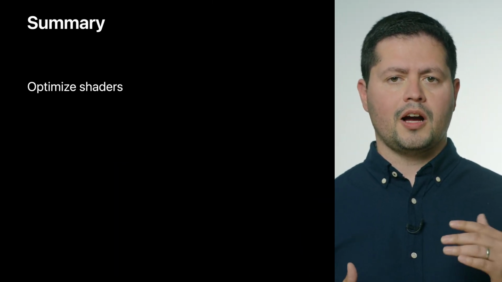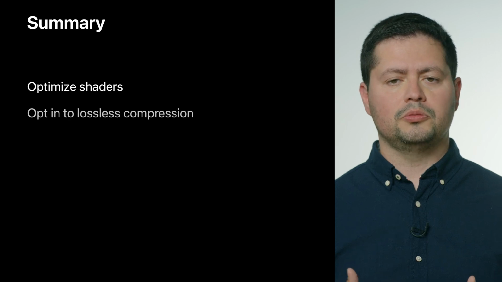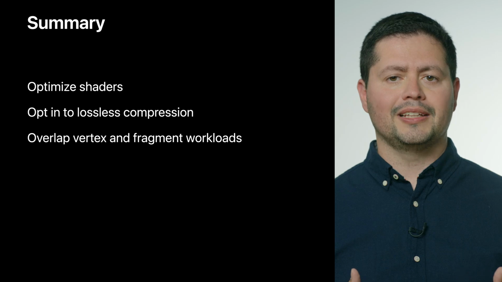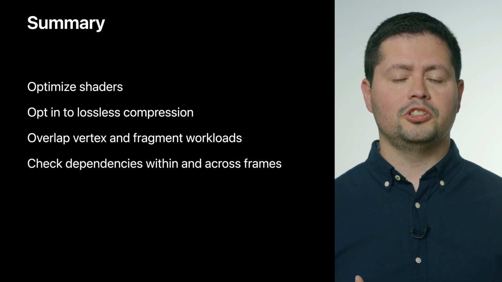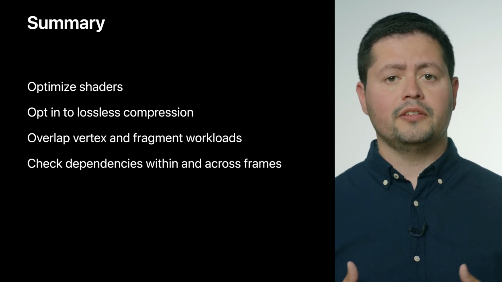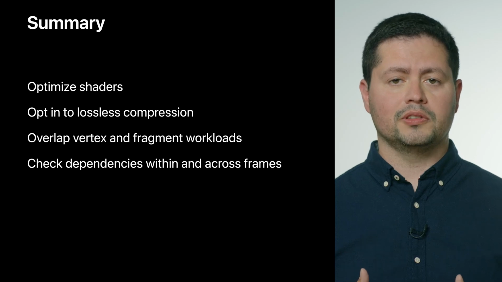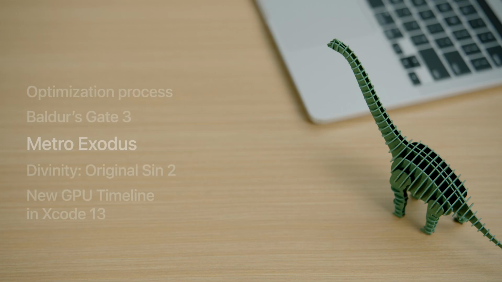So let's review. Larian Studios was able to achieve their performance targets by applying the following optimizations: optimizing their most expensive shaders to reduce bubbles, opting into lossless compression to improve bandwidth, overlapping vertex and fragment workloads to get better GPU utilization, and checking for resource dependencies that prevent frame overlap. When they were finished, Larian Studios not only met their performance targets, but got a 33% improvement in frame time for their game.